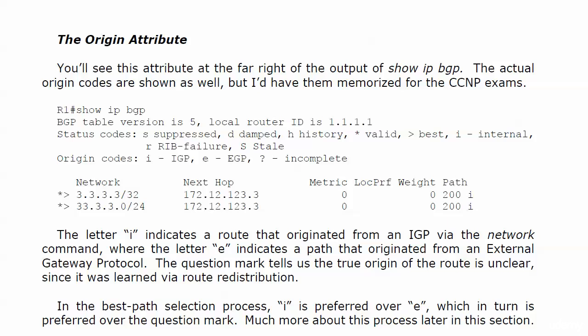We're going to start our look at BGP attributes with a look at two attributes we discussed very briefly in previous videos. The first one being the origin attribute. You're going to see this attribute at the far right of the output of show IP BGP. Next to the number under path, you'll see the letter I there.